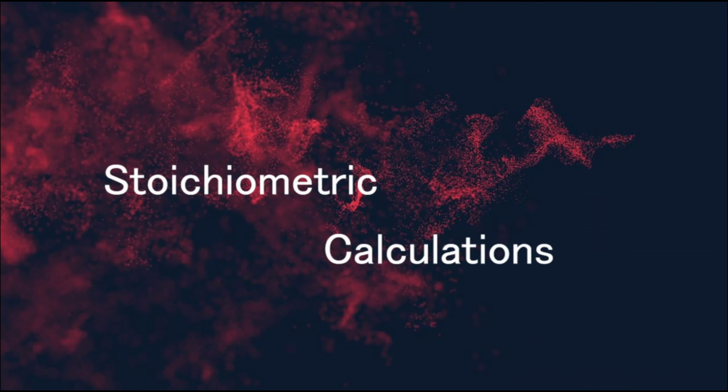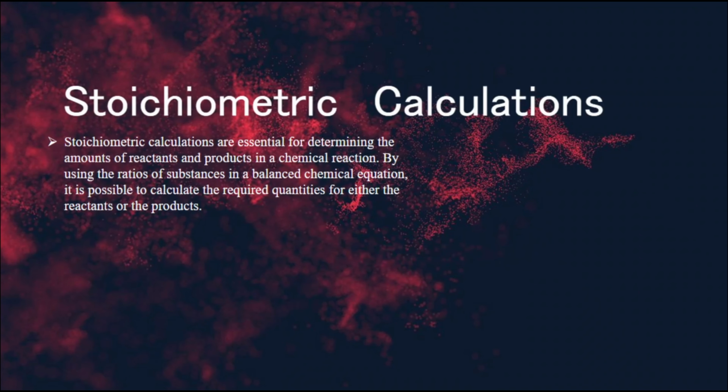Today, guys, in today's video we'll be talking about stoichiometric calculations. Stoichiometric calculations are important for determining the amount of reactants and products in a reaction. By using the ratios of substances in a balanced chemical equation, it is possible to calculate the required quantities for either the reactants or the products.